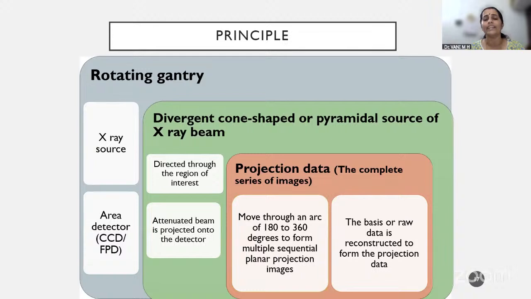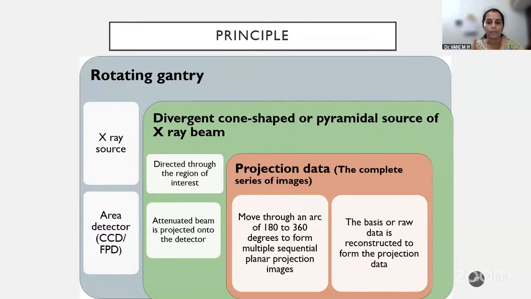The entire series of images that you get after one rotation of 180 to 360 degrees is called the projection data. So what you're getting soon after the imaging is raw or basis data, which undergoes a lot of reconstruction. It undergoes primary as well as secondary reconstruction. Under primary reconstruction, only the 3 orthogonal plane images are received, like axial, coronal, and sagittal. At the end of secondary reconstruction, you get all other planes. So that is a highlight. Non-orthogonal planes are received in secondary reconstruction, and later you can view the image.